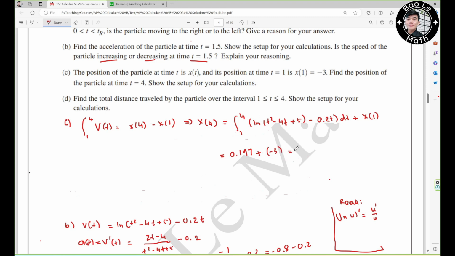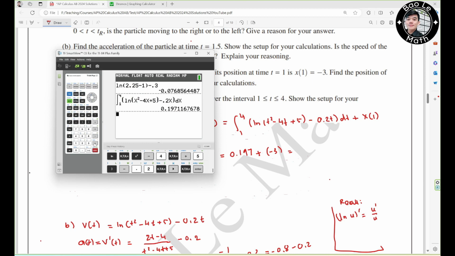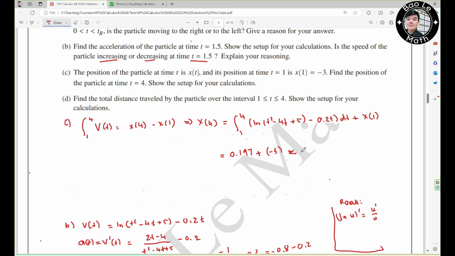So it's going to be 0.197 minus 3. Negative 2.803. So approximately negative 2.803.